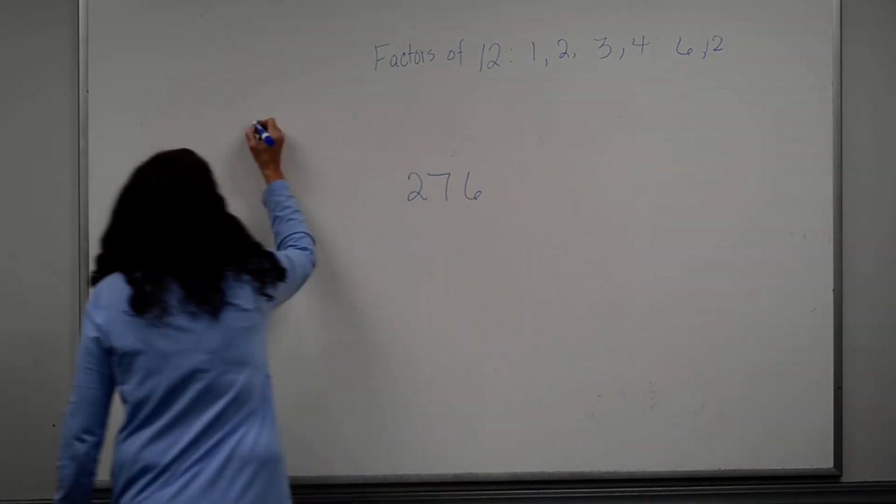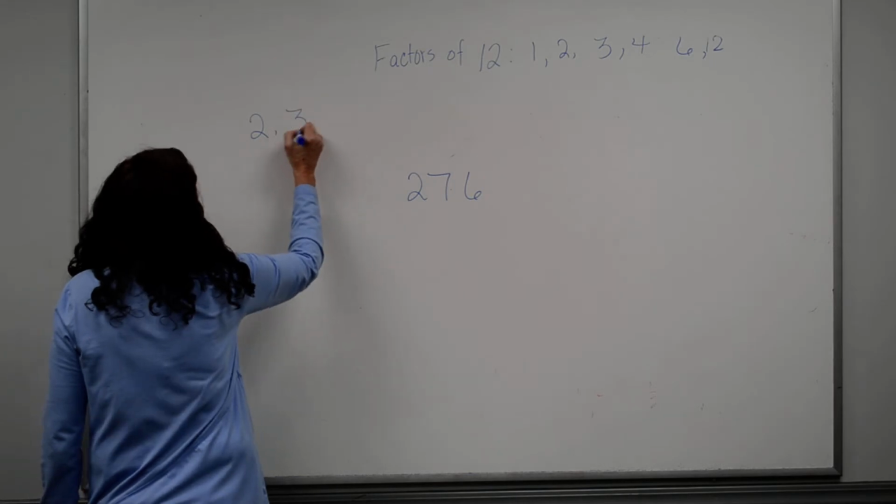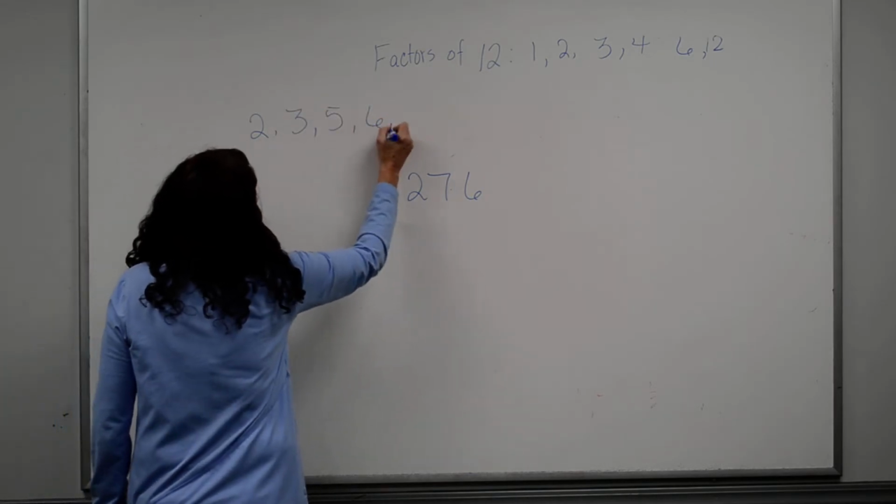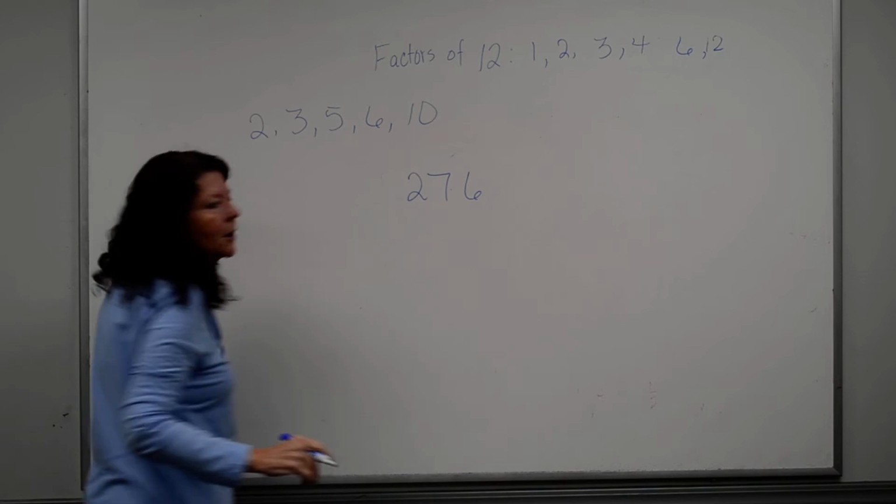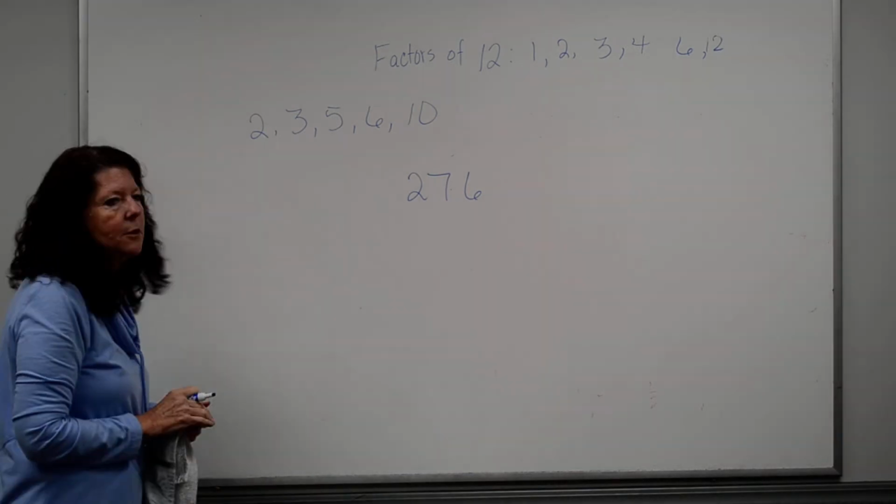Okay, we're going to start out this way. So we had 2, 3, 5, 6, and 10. Those are all the ones that I have shortcuts for. Okay, and does 2 go into it?